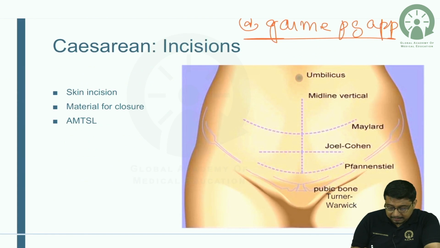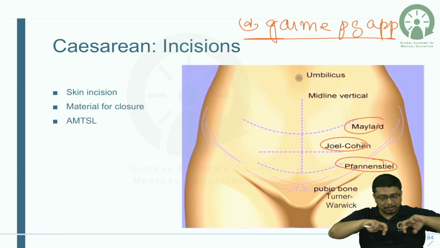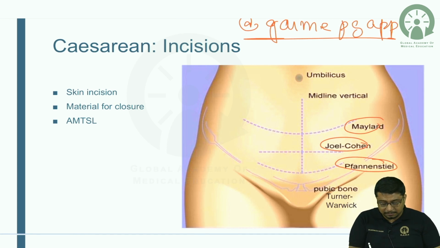Coming to the skin incision, remember Pfannenstiel, Joel-Cohen, Maylard. All this is not only about the skin incision, but how we do the muscle underneath. So if we stretch the muscle, it is Pfannenstiel. Same skin incision, if we cut the muscle, it becomes Cherney's incision. Okay.